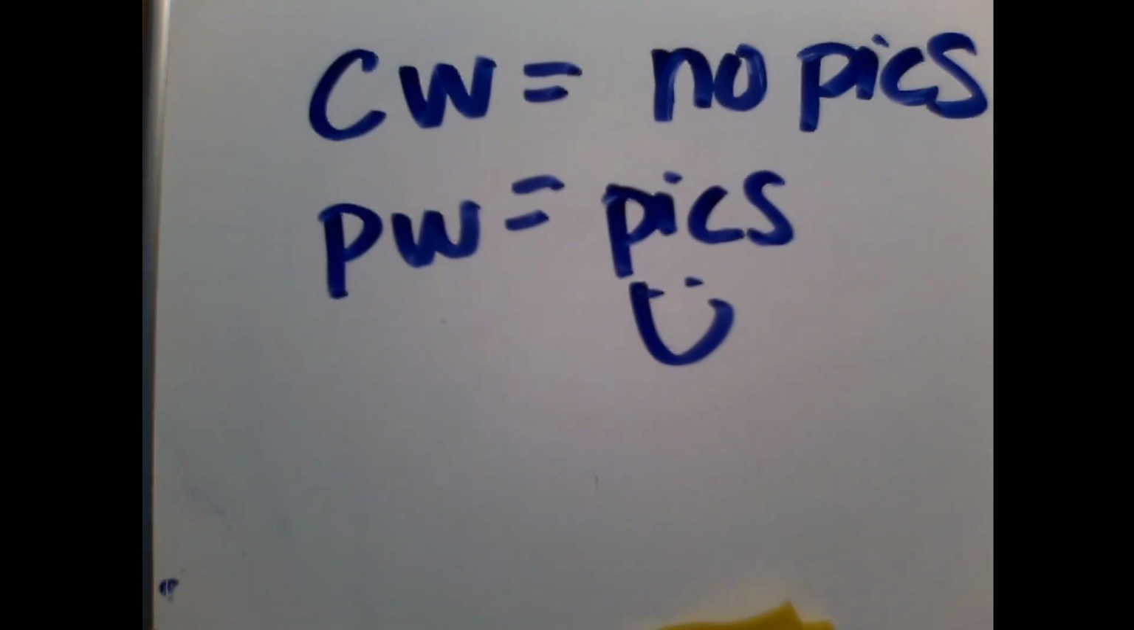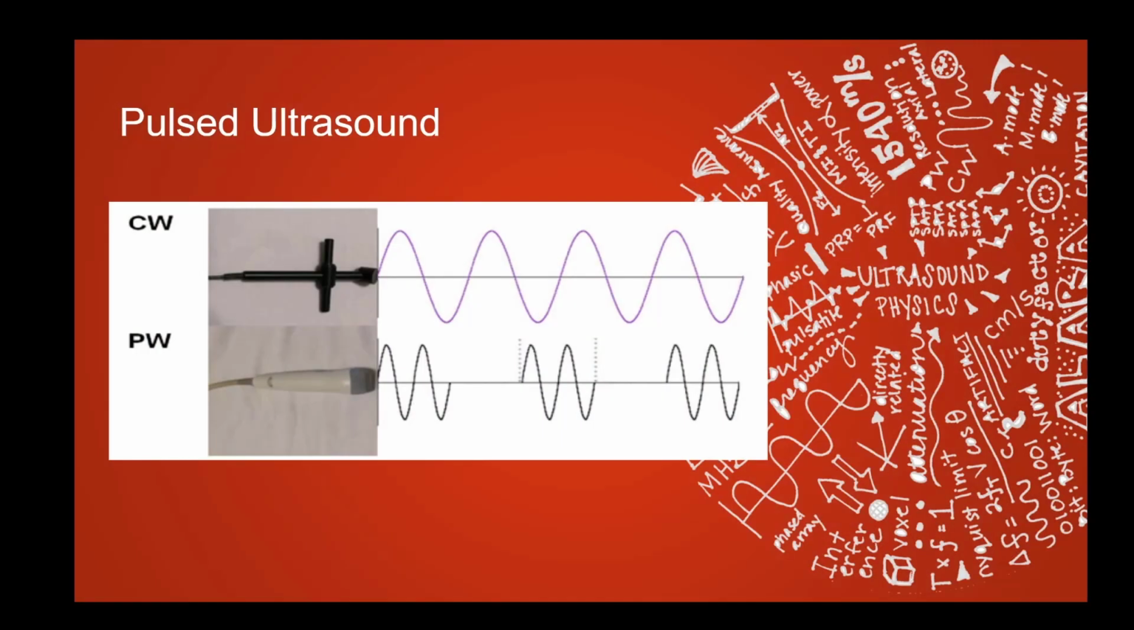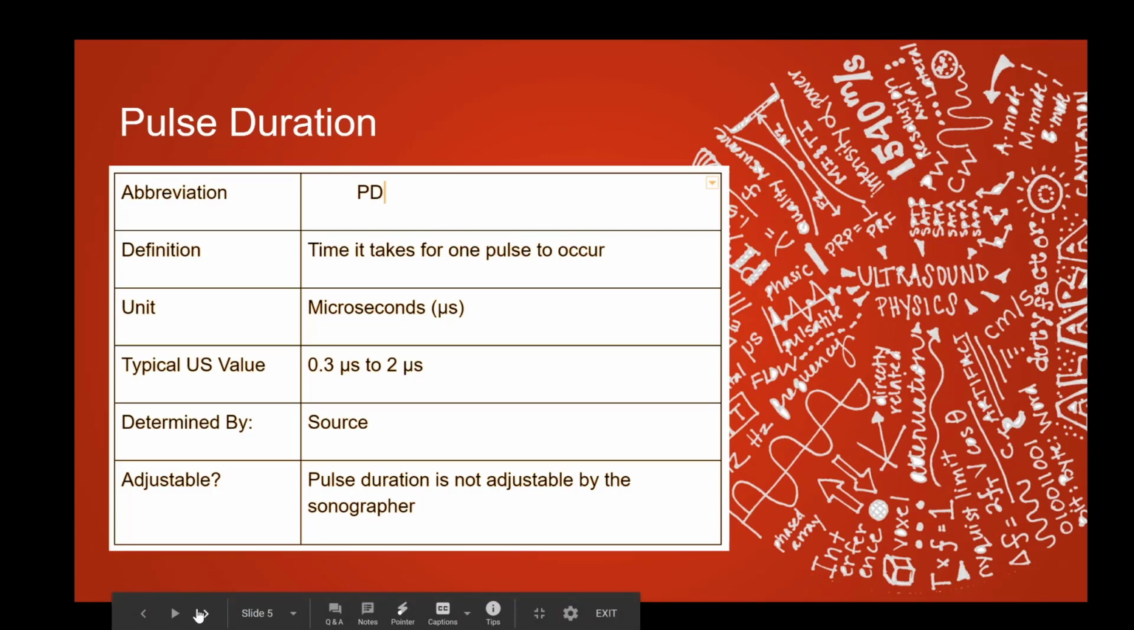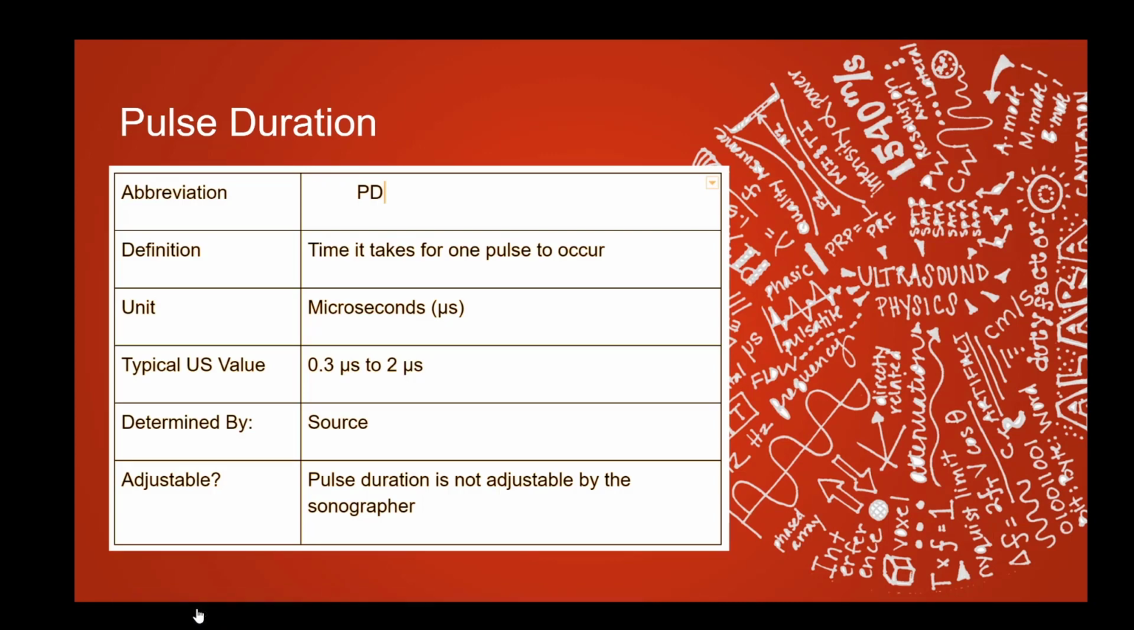Okay, so basics are out of the way. Let's actually get into the parameters here. So our first parameter is pulse duration. And pulse duration is often abbreviated down to just PD, if you see it in a formula. And this is the time it takes for one pulse to occur. So remember, our pulses are groups of cycles grouped together, and that's our pulse. And we want to know how long does it take for that to occur. Unit is usually in microseconds.